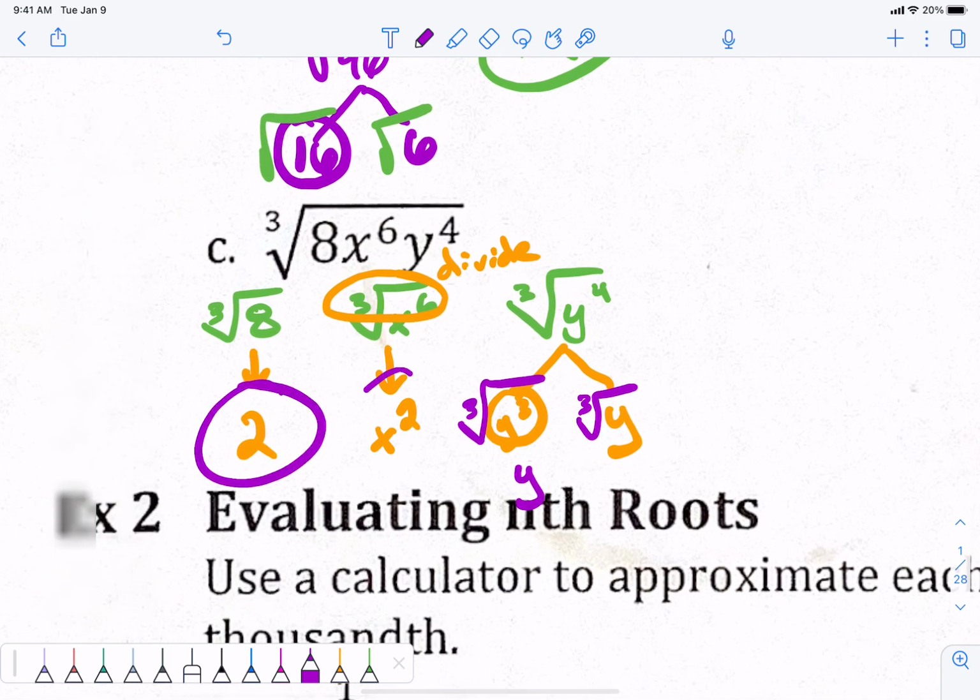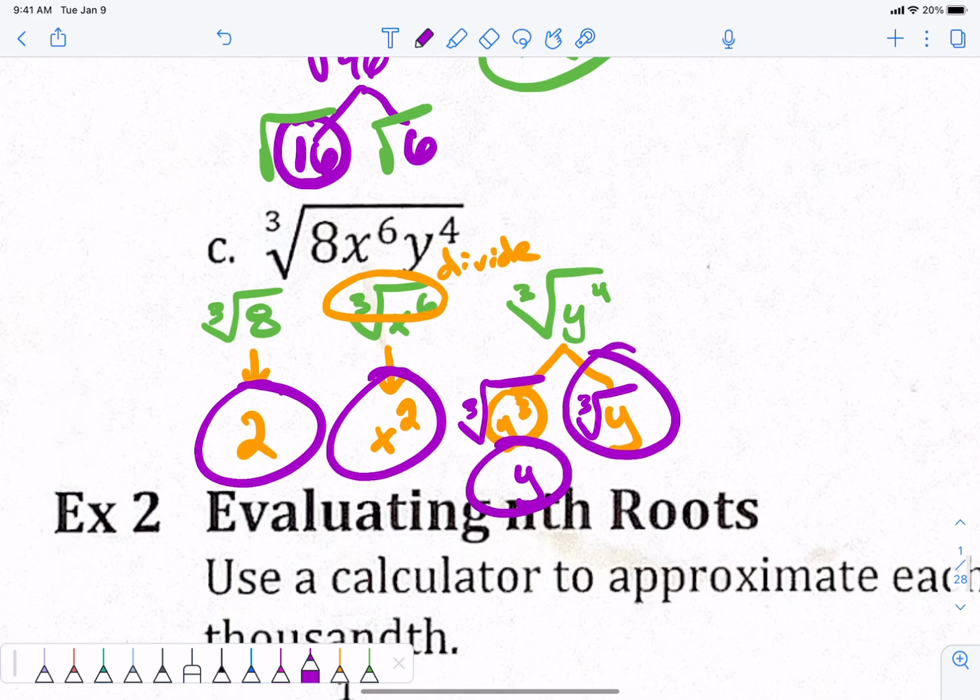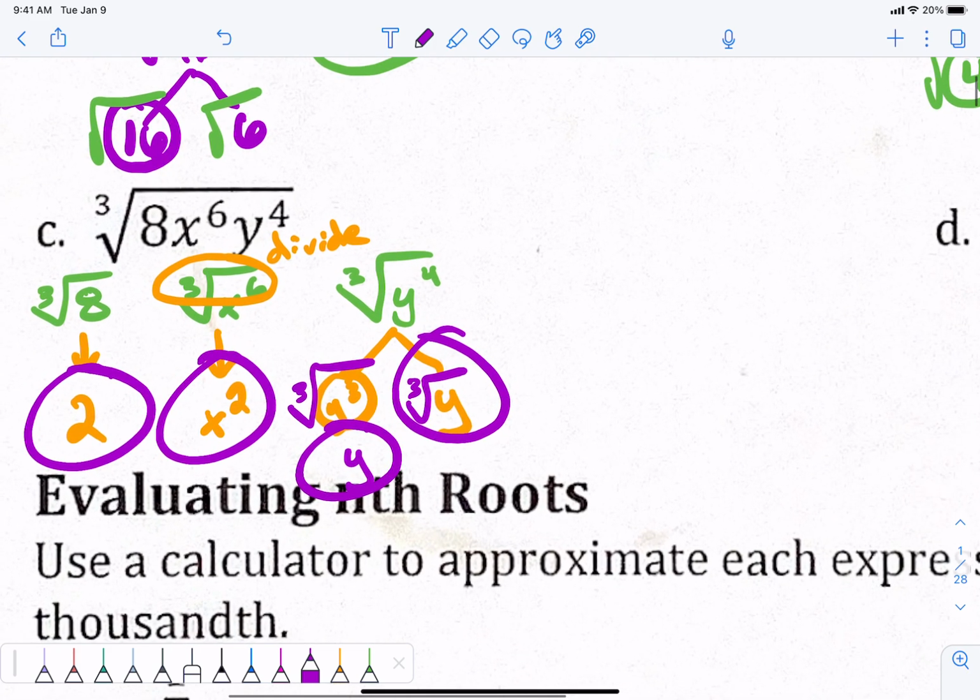So I've got this piece, this piece, this piece, this piece. And I want to put it all back together. 2x squared y times the cubic root of y. The cubic root of y didn't come out nicely, right? We still have 1 on the inside. Does that make sense?